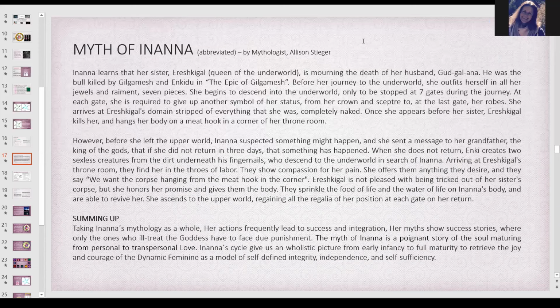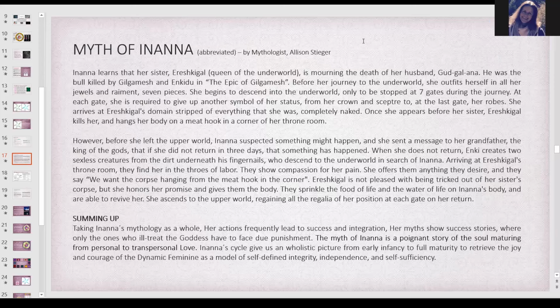Arriving at Ereshkigal's throne room, they find her in the throes of labor. They show compassion for her pain. She offers them anything they desire, and they say, "We want the corpse hanging from the meat hook in the corner." Ereshkigal is not pleased with being tricked out of her sister's corpse, but she honors her promise and gives them the body. They sprinkle the food of life and the water of life on Inanna's body and are able to revive her. She ascends to the upper world, regaining all the regalia of her position at each gate on her return.